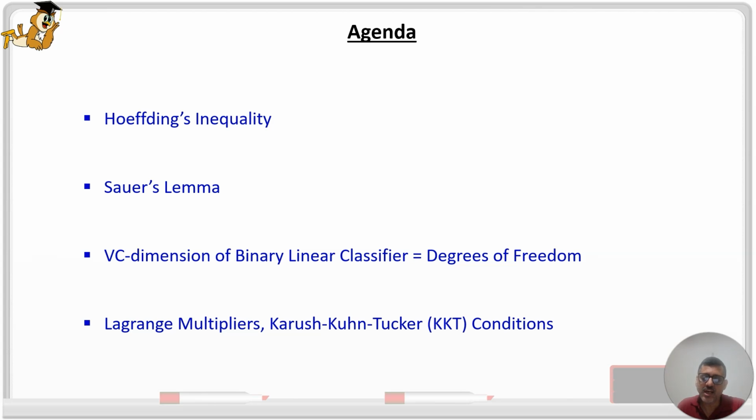And the results that are specific to AI, specific to AI theory or the theory of learning, those are the ones that I will give the proofs for in today's lecture. So what that means is that for Hoeffding's inequality, which is a result from probability theory, or Lagrange multipliers and KKT conditions, I am going to talk about these but give references to their proofs. And for Sauer's lemma and the VC dimension of a binary linear classifier, since these are core results in AI, I am going to actually go over their proofs. So that is the plan for today's lecture.